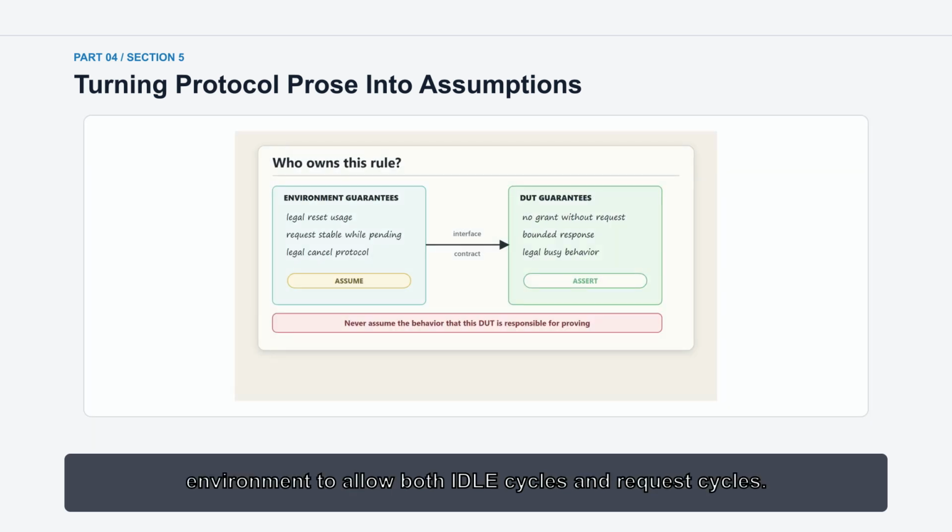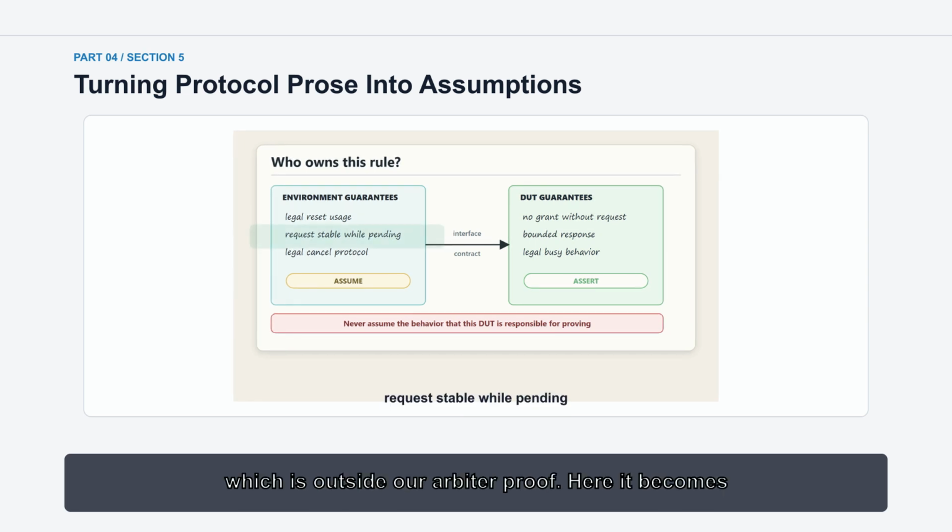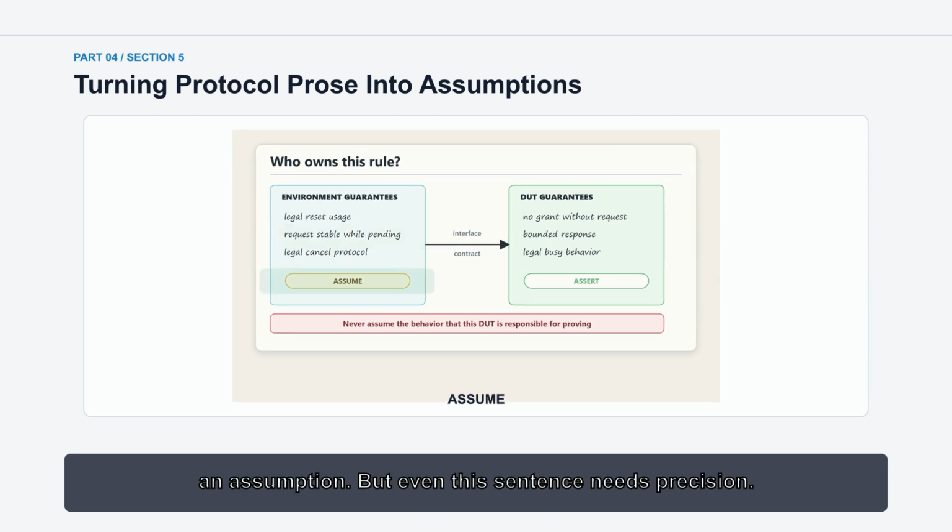We want the environment to allow both idle cycles and request cycles. This is a guarantee made by the requester, which is outside our arbiter proof. Here it becomes an assumption. But even this sentence needs precision.